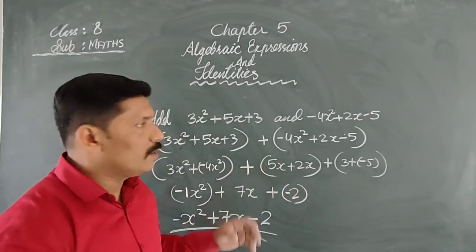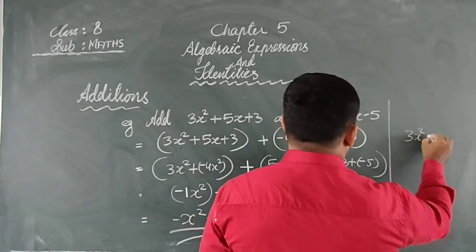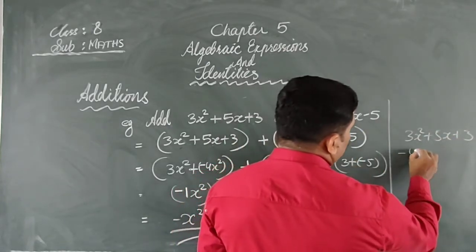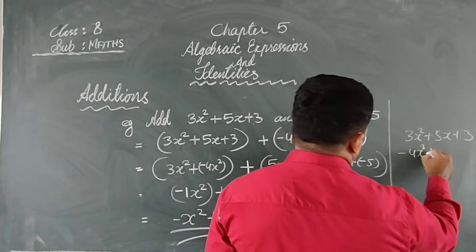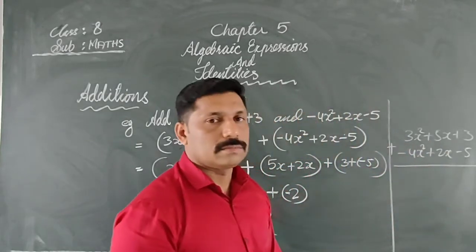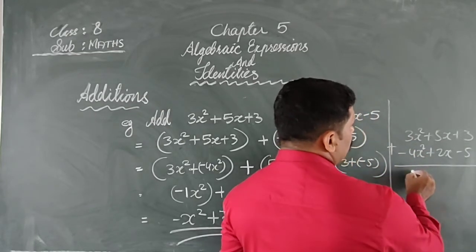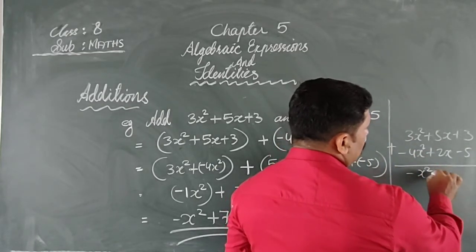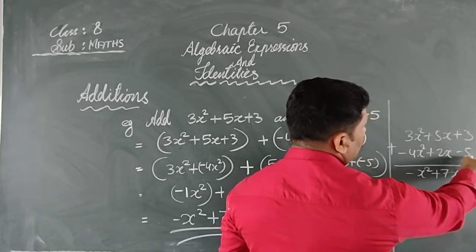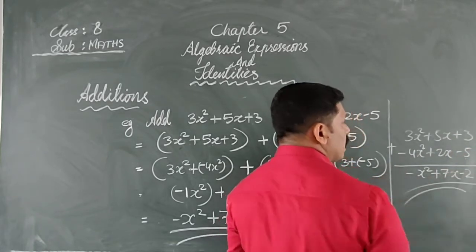We can add it vertically also. How? Vertical method is just like normal numbers: 3x square plus 5x plus 3, and here negative 4x square should be written under x square, and plus 2x minus 5. In this way we add it. So when we add, you know that for 3x and 4x, one is positive, other is negative, we can subtract: negative 1x square. And both are positive, we add: 7x. And here 3 plus negative 5, we subtract: negative 2. In this way we can add.